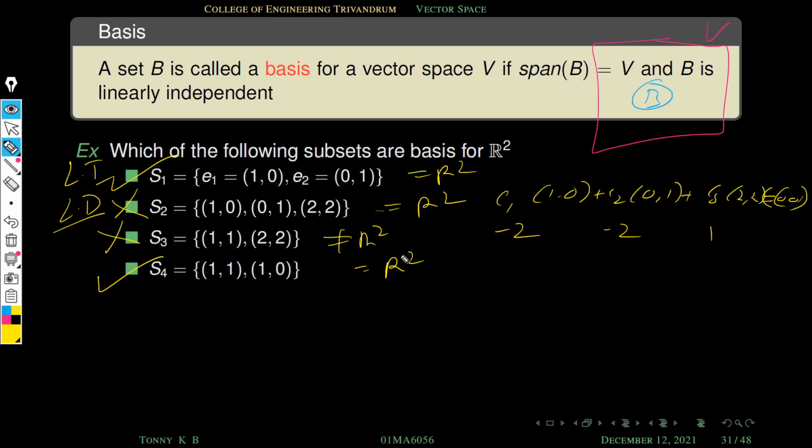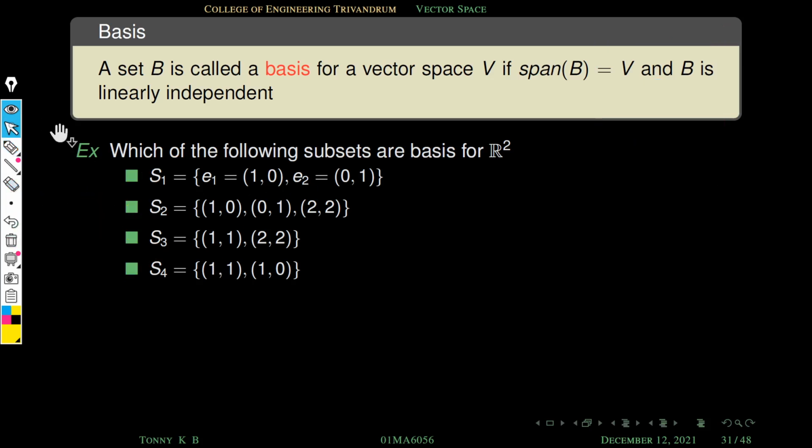So another important thing is, for a vector space V, bases are not unique. Maybe different bases are possible. In this example, R square has at least two bases. This S1 and S4, both are bases. And this is a special basis, and that is called the standard basis for R square. We denote E1 by (1, 0) and E2 equal to (0, 1). This is a special, common basis for R square, and this is called the standard basis for R square.